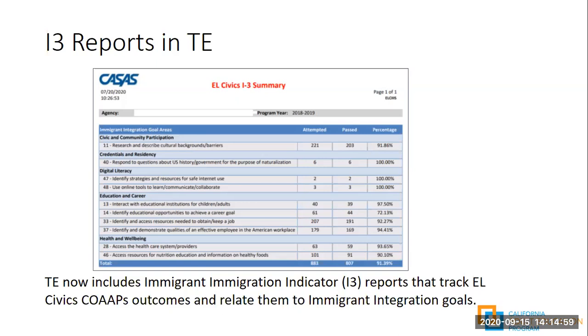So what we've done now is you can see the example here. COAP 11 is one that fits under community participation. COAP 46 fits under health and well-being, and so on. So when a student attempts or passes that COAP, it will relate to that immigrant integration area. At the agency, class, and individual level, you can now run reports in TE that will use that COAP pass-fail information to identify areas of strength and areas of weakness related to these COAPs and immigrant integration. And I'll just say, no, it's not the U.S. citizenship test. It's those COAPs that we use for EL Civics participation.